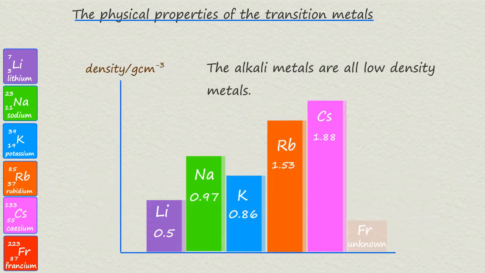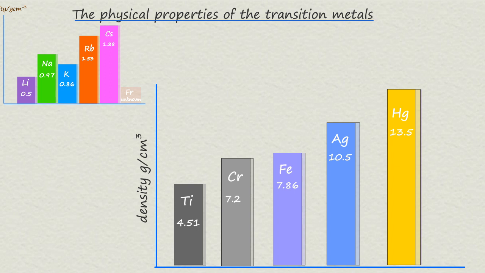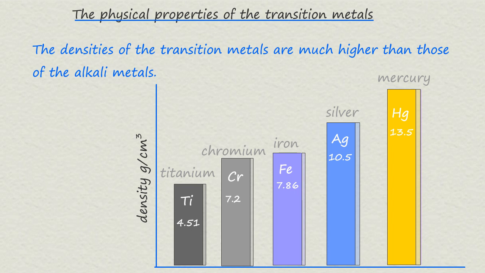The densities of the other 2 metals, as you can see from the bar chart, are slightly higher than this. Now if you compare the densities of the transition metals with those of the alkali metals, then even a low density transition metal, such as titanium, with a density of 4.51 grams per cubic centimetre, is much more dense than any alkali metal. The densities of the transition metals are generally much higher than the alkali metals.